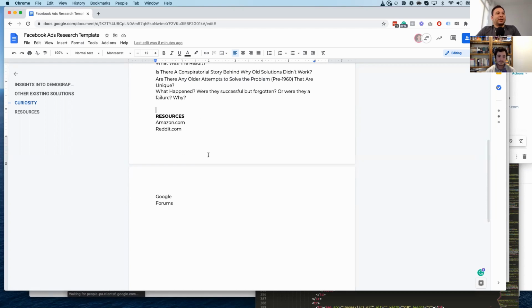And again, here are some resources that you should probably think about: Amazon, Reddit, Google, of course, is your best friend, and then just forums. You want to go to places where people can just share their thoughts very freely in an unstructured way. And then your job as a marketer or founder is to structure these comments into a template that we just have here. That way you can distill it and then the copy kind of writes itself.